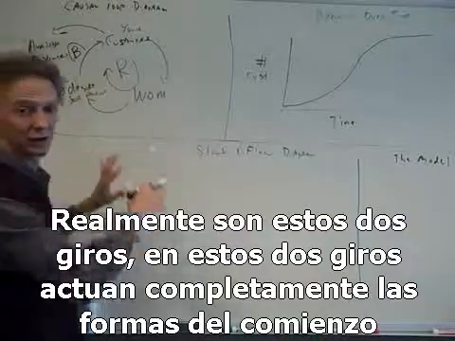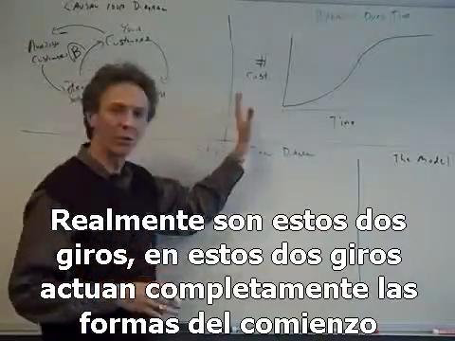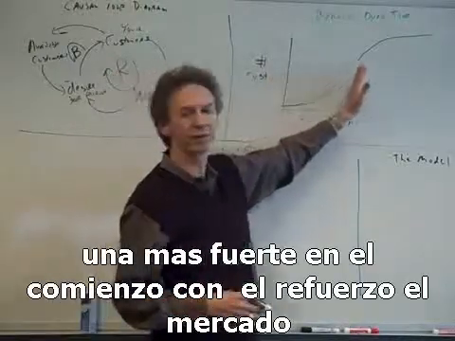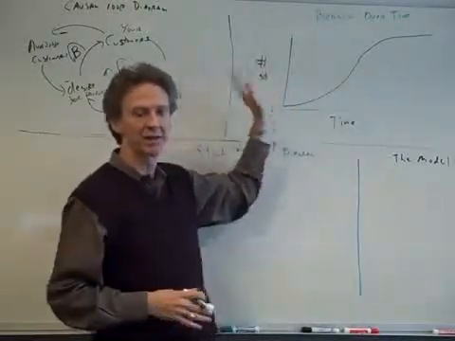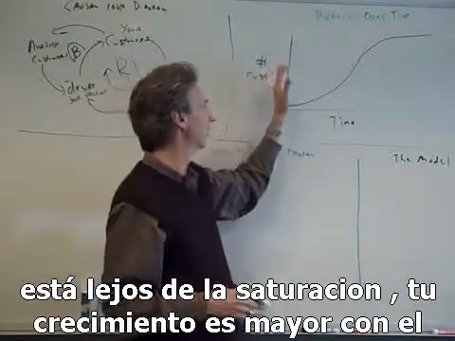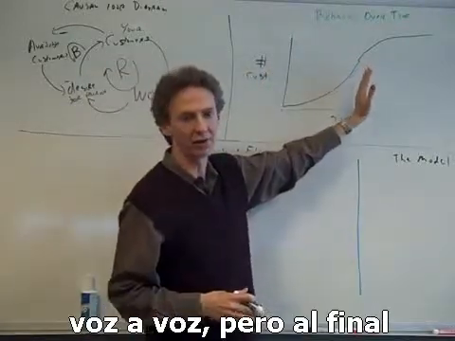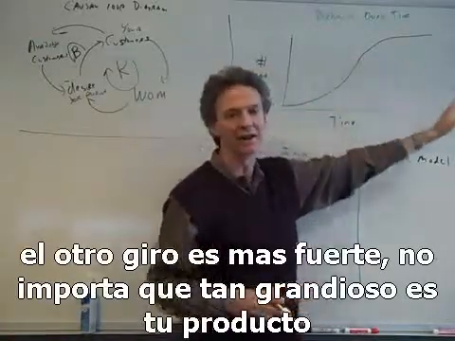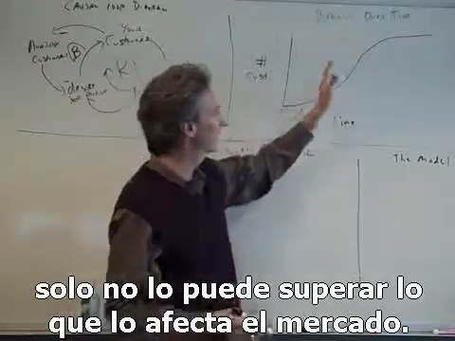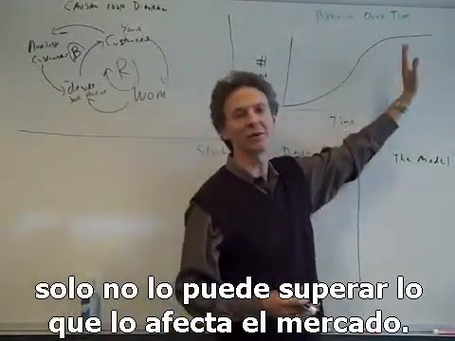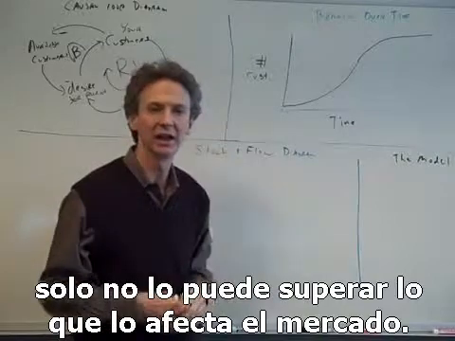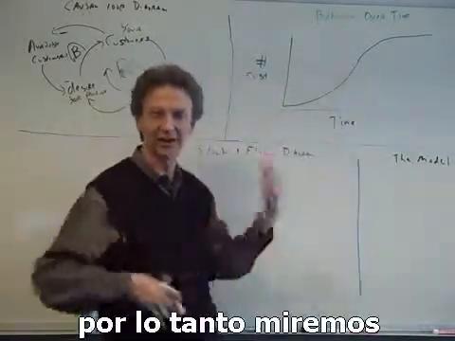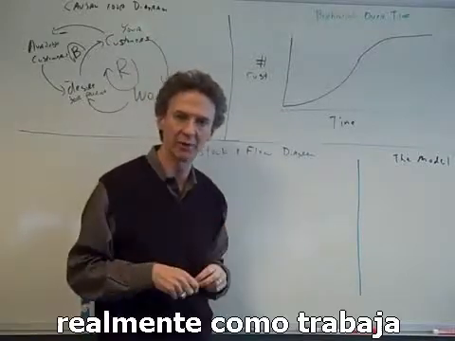And so it's really these two loops, and these two loops are acting the whole way through from the beginning. It's just one is stronger in the beginning. The reinforcing loop is stronger. The market is way off from saturation. Your growth is mainly driven by word of mouth. But at the end, the other loop gets stronger, where it doesn't matter how great your product is. You just can't overcome the fact that there's a fixed available market. And so the second loop gets stronger in the second half. So we'll take a look at this when we actually model it, how that works.